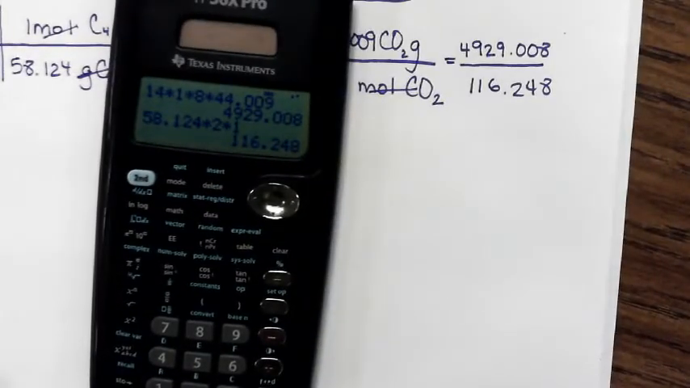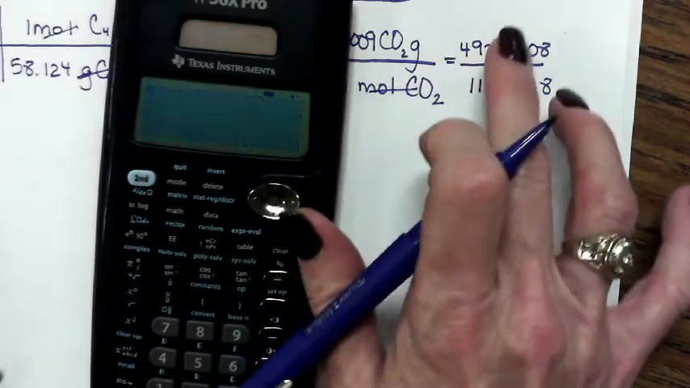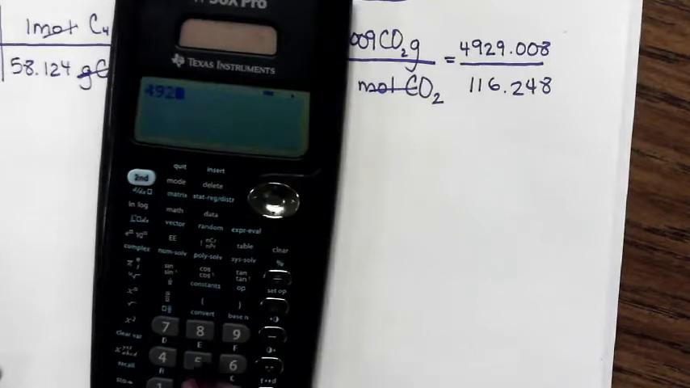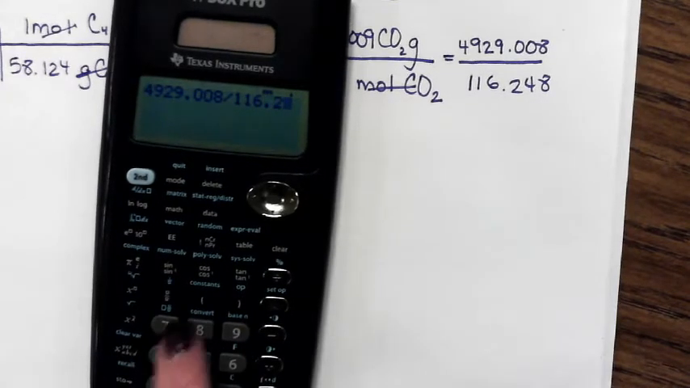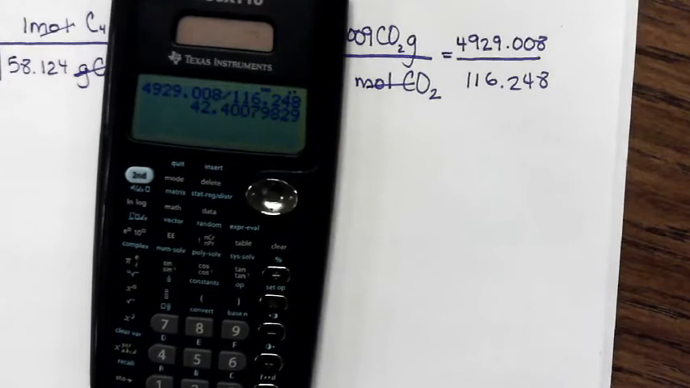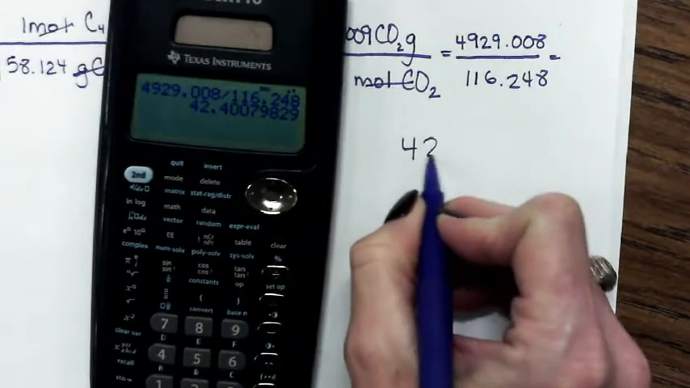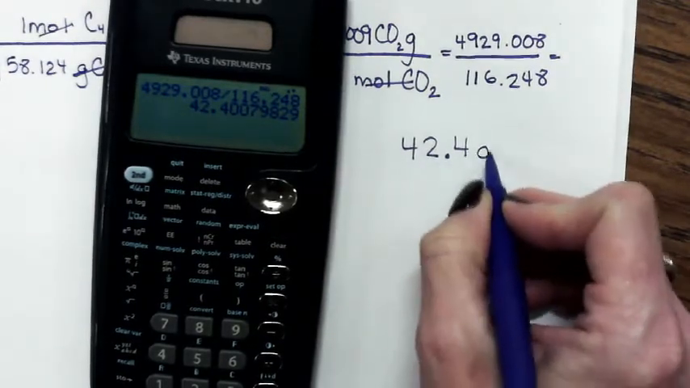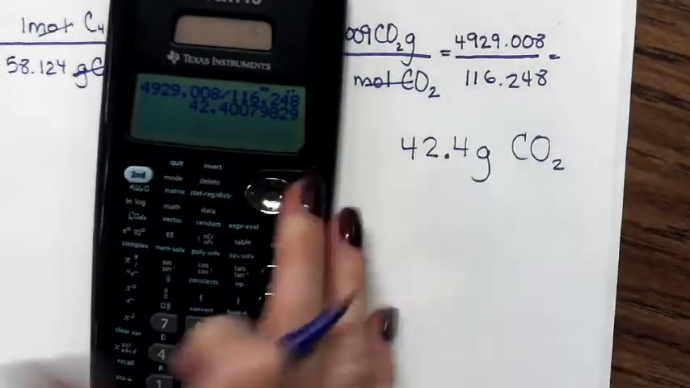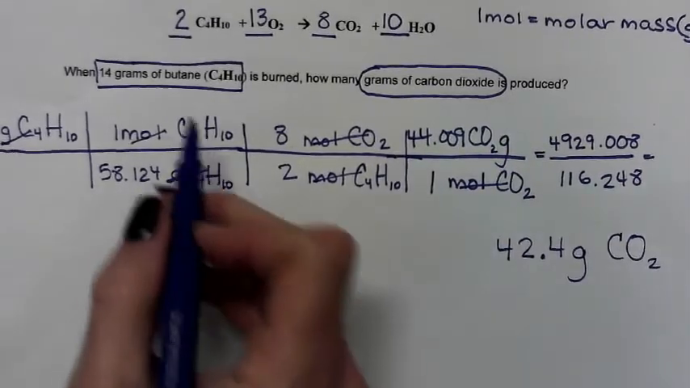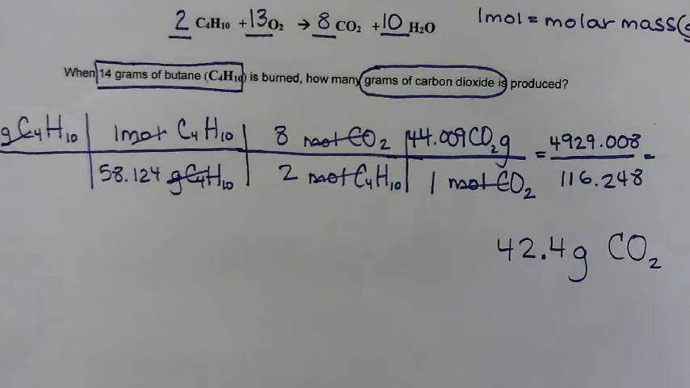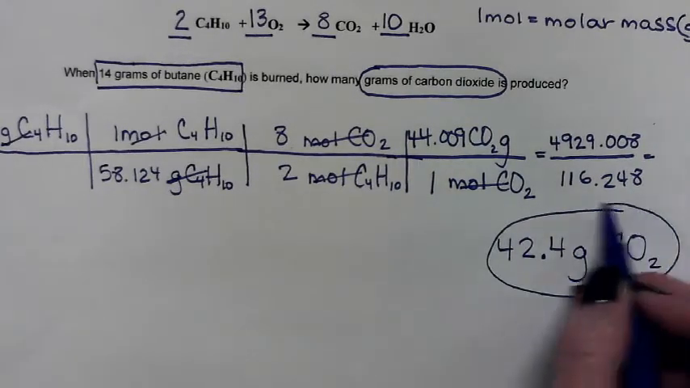So what now? This is easy. This is like, I don't know, 6th grade math? I don't remember. It's been so long. So I take the numerator, 4929.008, divided by, what's in the denominator? 116.248. Bam. There are 42.4 grams of CO2 that can be produced from 14 grams of butane. Okay, so this is how to use the mole map and do your answer.